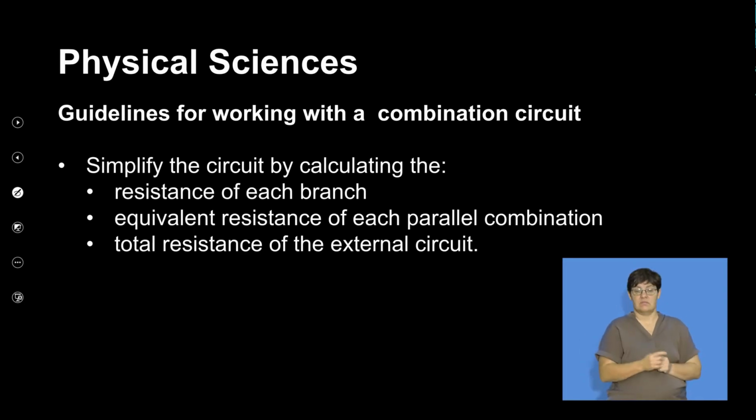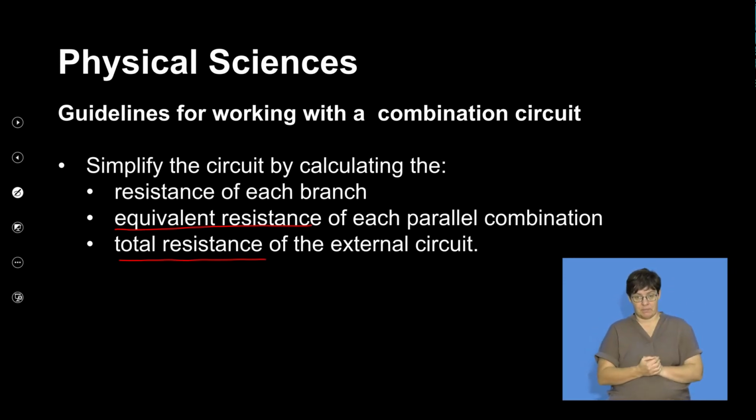So when we simplify the circuit using calculation, we need to be able to calculate the resistance of each branch, okay? And also get the equivalent resistance for each parallel combination, and then be able to determine the total resistance as far as the external circuit is concerned.